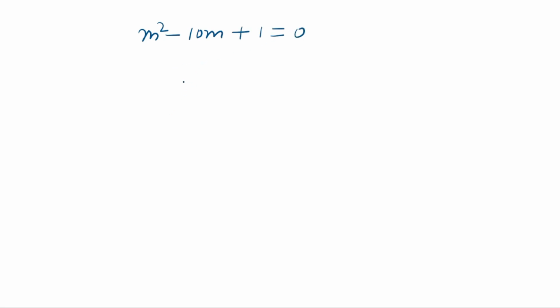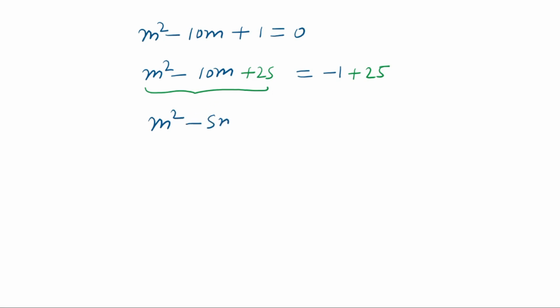This quadratic equation is not factorizable, but look carefully here: m square minus 10 times m, and this plus 1. If we take it to the right hand side, then this is minus 1. Now add 25 to both sides. Look carefully, in the left hand side this expression is a perfect square. Here we will apply the middle term split. M square minus 10 times m is minus 5m minus 5m plus 25, and this is equal to 25 minus 1, which is 24. Look carefully at the first two terms and then the last two terms. If we take m common in the first two terms, m square divided by m gives m, then minus 5m divided by m gives minus 5.